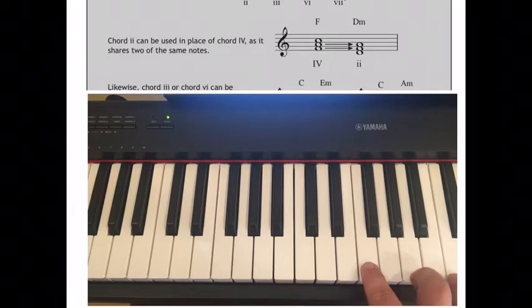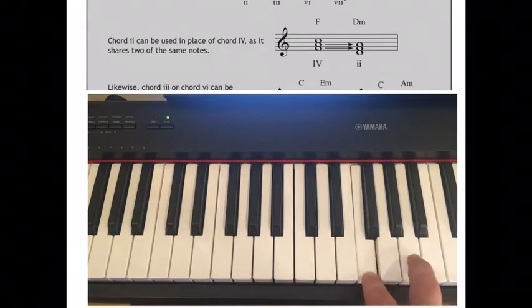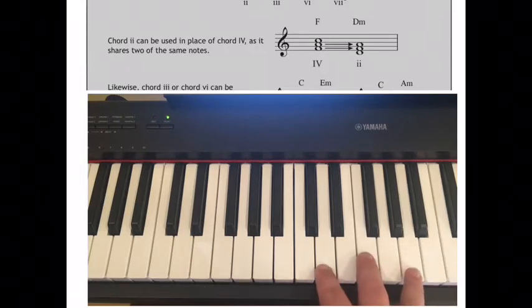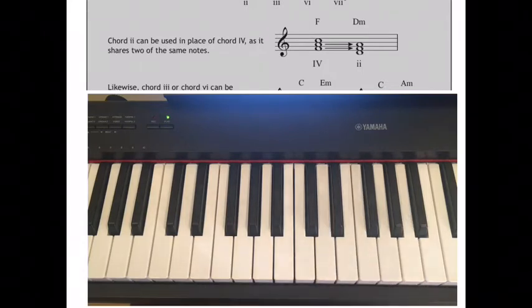A 4 chord is built on scale degree 4. A 2 chord is built on scale degree 2. But they both share these 2 notes of F and A. So anytime you have a melody that uses F and A, you could use a 4 chord, or you could use a 2 chord to add a different color. And now we're carrying on.